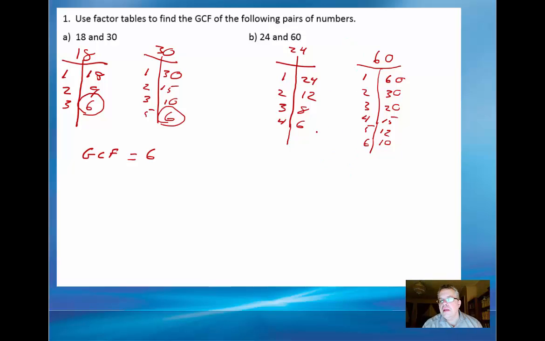All right, again, look at the largest number they both have. This one has a 12. So does 60. That's the largest number they have in common. So the greatest common factor is 12. They have other common factors, but the greatest one is 12.